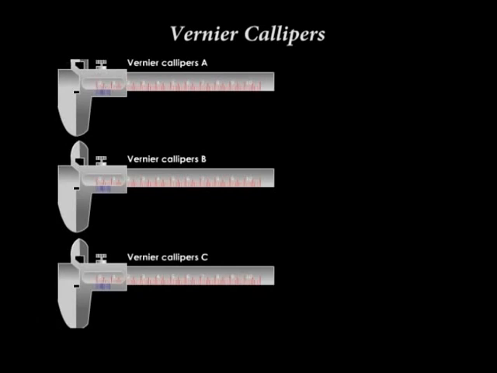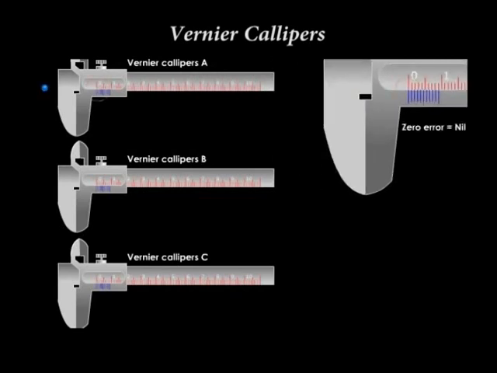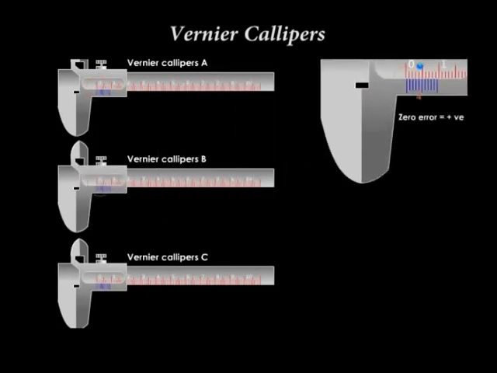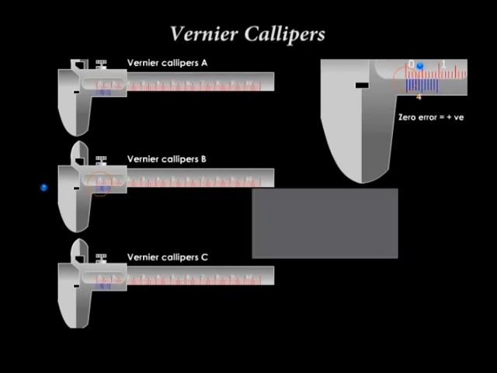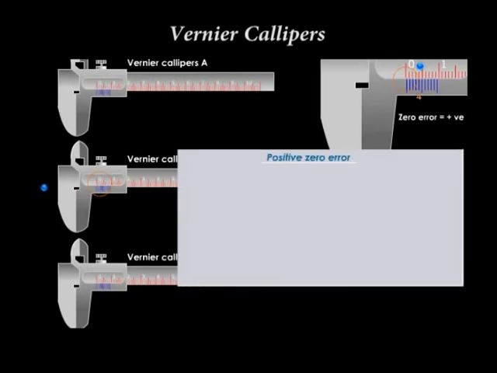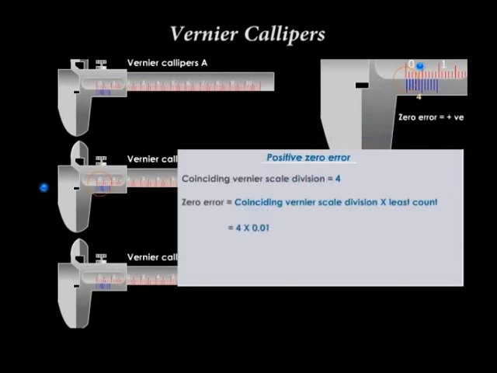Here are three vernier calipers, A, B, and C. In A, the zero of the vernier scale and that of the main scale coincide. That is, vernier calipers A is free of any zero error. In B, the zero of the vernier scale is to the right of the zero of the main scale. This calipers has a positive zero error. Let's find that error. Note the vernier scale division that coincides with any division of the main scale. To get the zero error, multiply the coinciding vernier scale division by the least count of the vernier calipers.